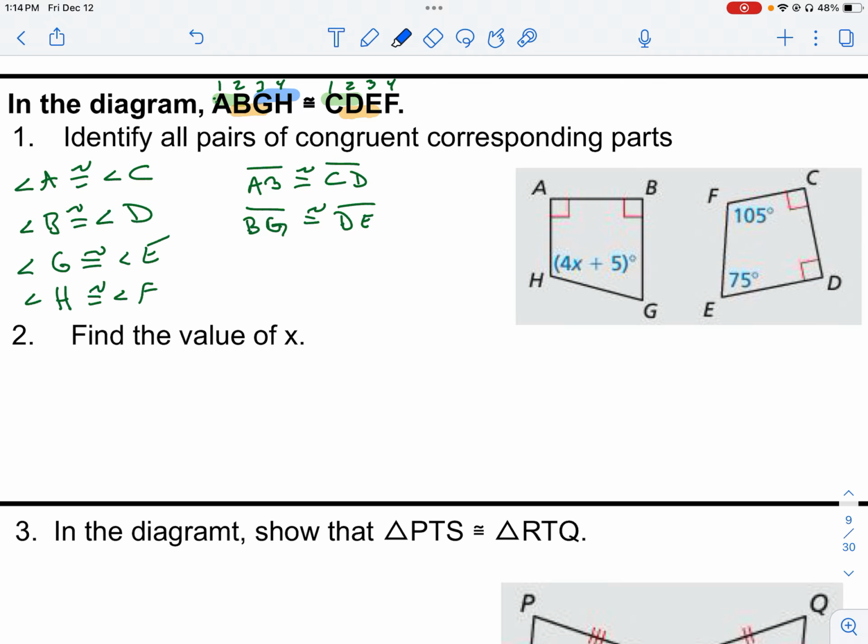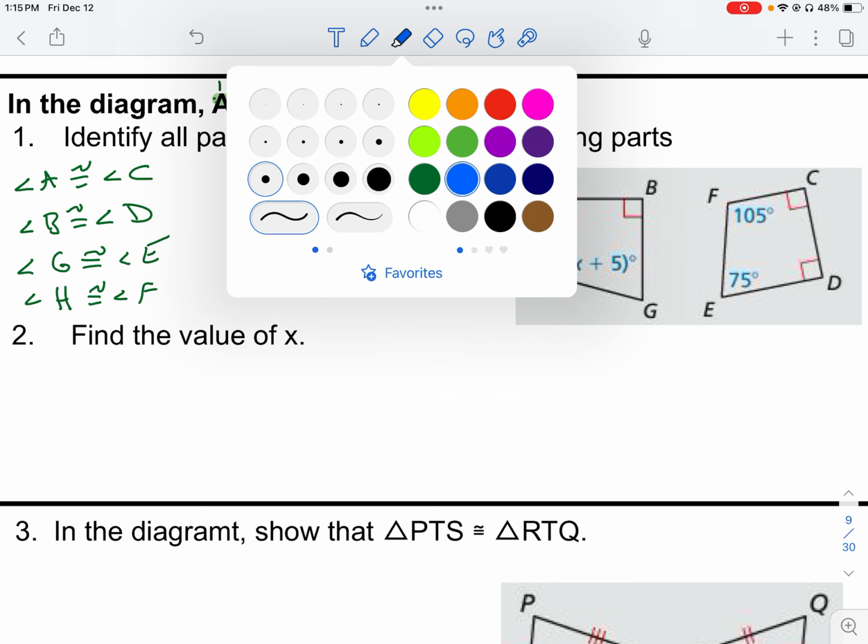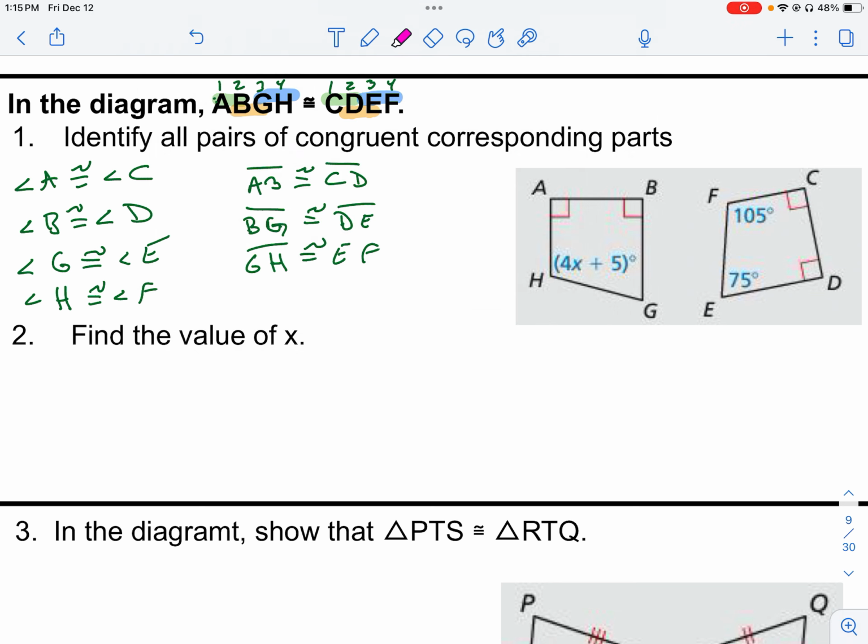Then GH with EF. And last but not least, we've run out, so we're going to go first and last. So side AH is congruent to side CF. We've named all the corresponding parts.